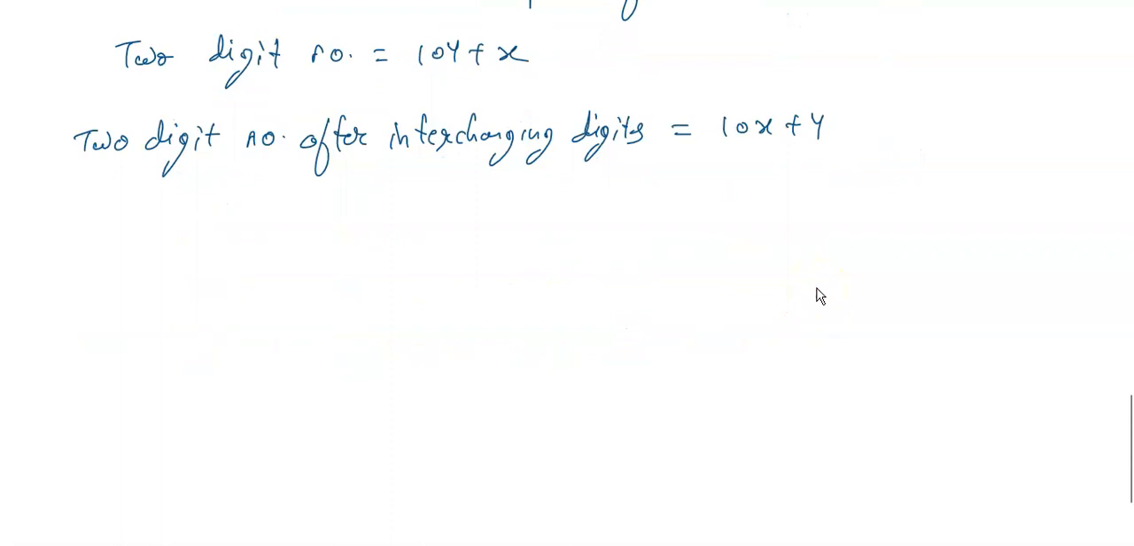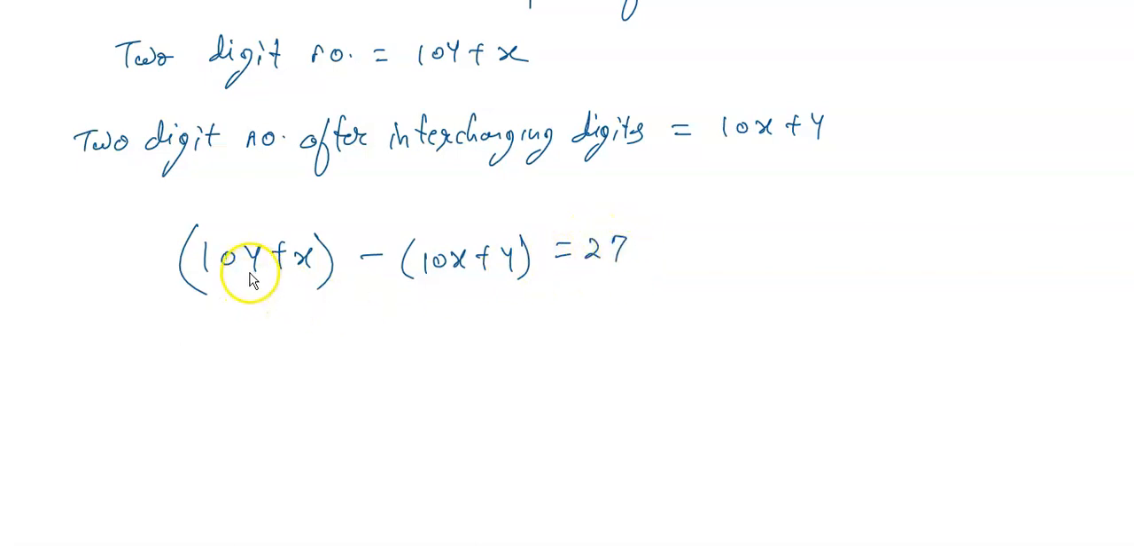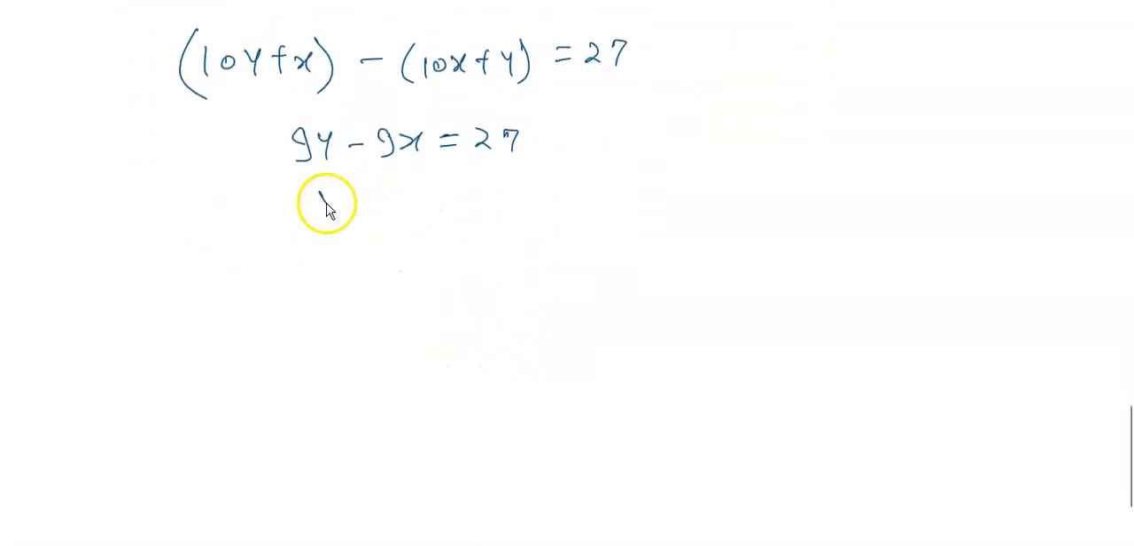Okay. And what does the question say? The difference between the 2-digit number, that is 10y plus x, and the number obtained by interchanging the digits, that is minus 10x plus y, is equal to 27. So this is very easy now. 10y minus y will be 9y, and x minus 10x is minus 9x, equal to 27. So this implies y minus x is 27 by 9. So y minus x is 3. So 3 is the answer.